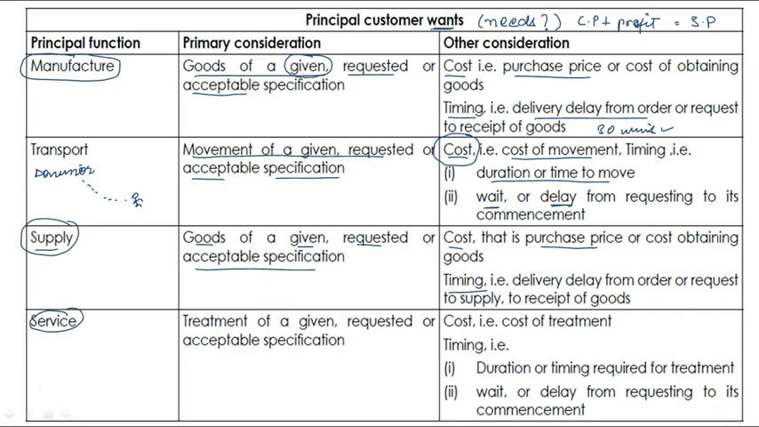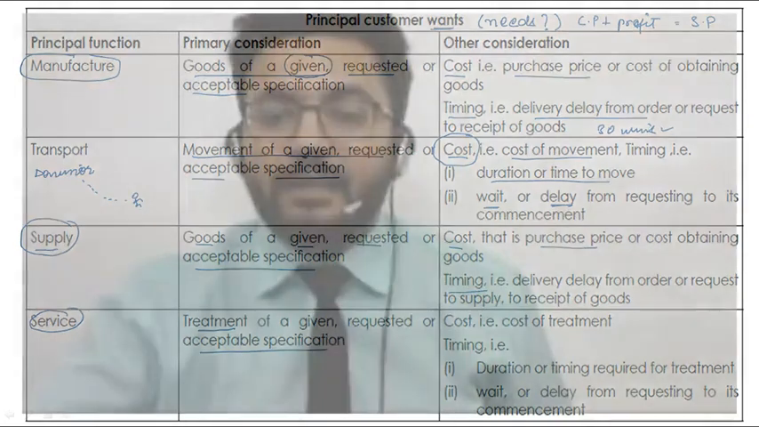Then it's service, treatment of a specific acceptable specification. Now let us suppose I have ordered something else and they have served a pizza mania. Will I accept it? I am not going to accept it anyhow. Now moving on to next. So how are they going to treat their customer?